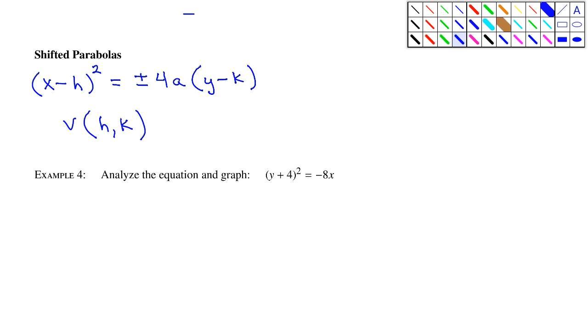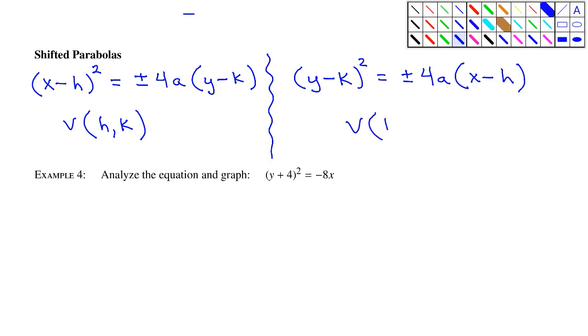And the same thing with the y. The y has to be y minus k, so it's subtracted, and it's together before you multiply by 4a, so that has to be subtraction on the inside as well. Similarly, for the parabolas that go left and right, we can have (y − k)² is equal to plus or minus 4a times (x − h). Again, the vertex then becomes (h, k). And one other thing to note, since the vertex is being shifted, then the other aspects of the parabola will be shifted as well, the directrix and the focus.